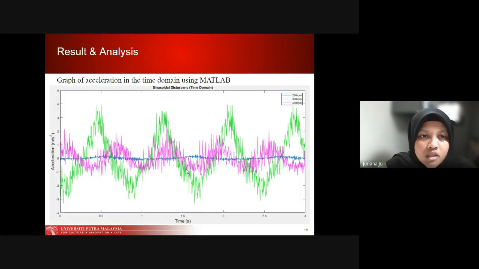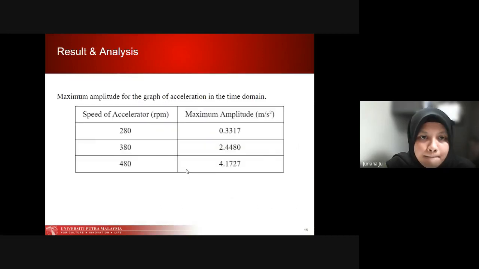Next slide. This is the acceleration in the time domain. The colors are the same as the previous slide. This is the graph that we get from the experiment. Next slide. This is the maximum amplitude for the acceleration in the time domain. As you can see, for 280 we get 0.3317, and then 2.4480, and the last one is 4.1727, which is the highest amplitude compared to the others.